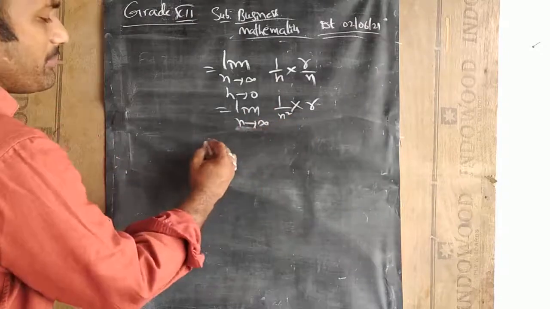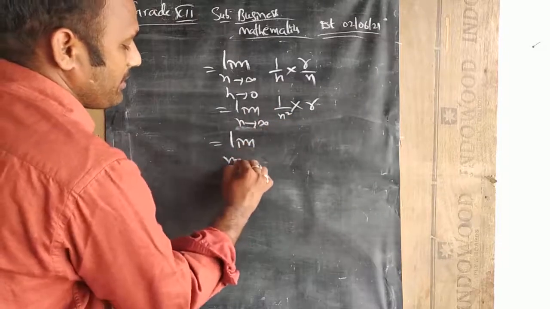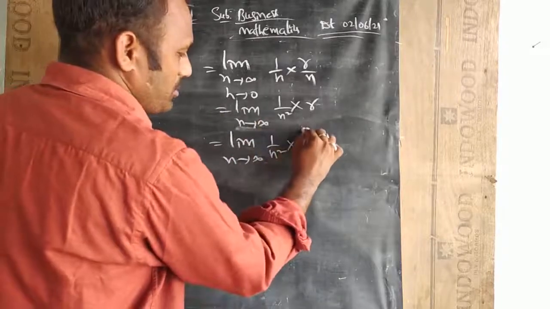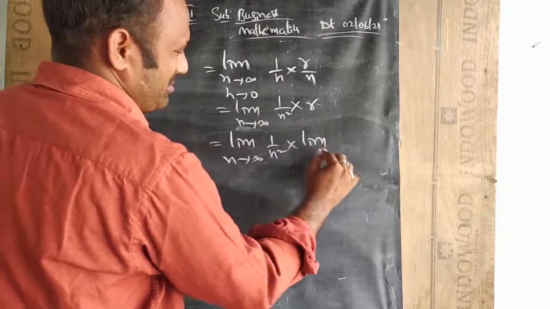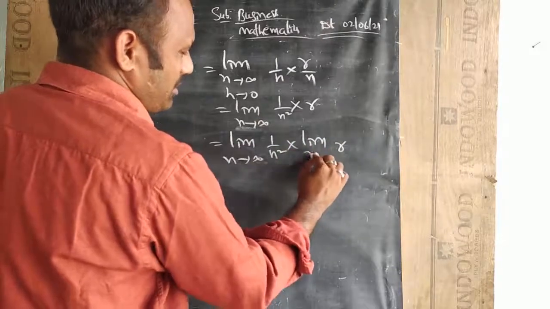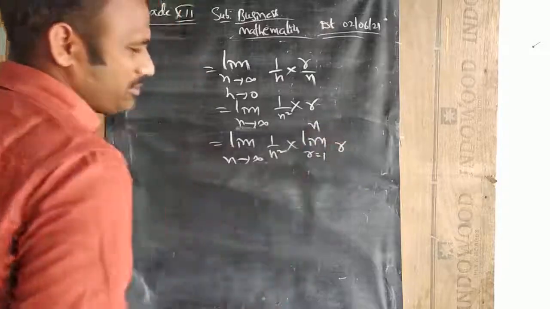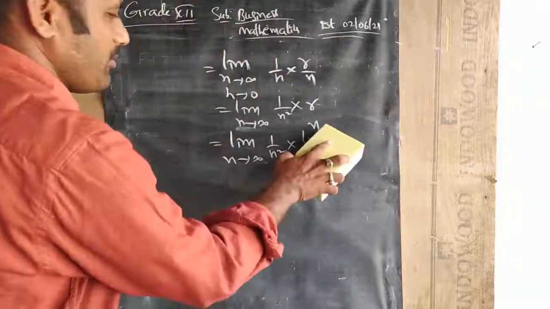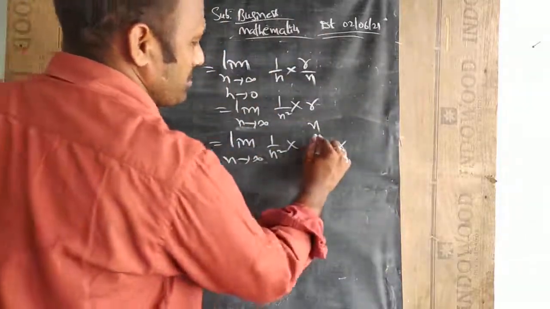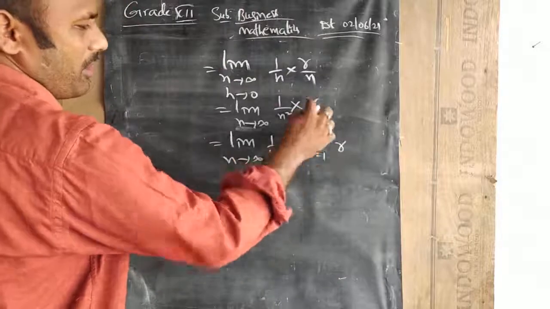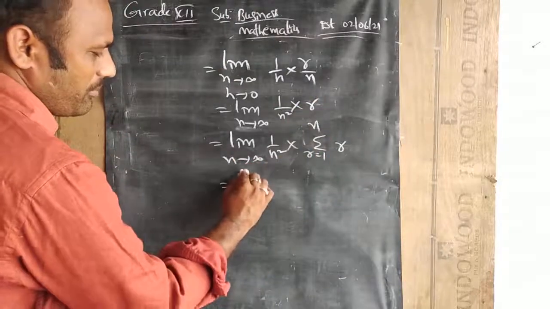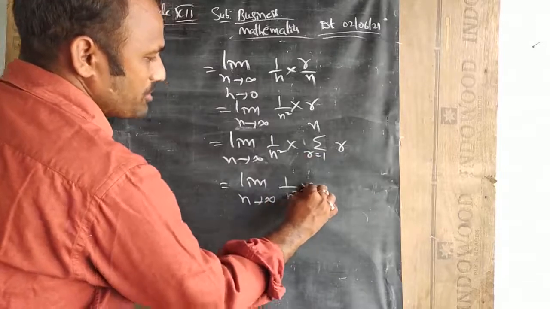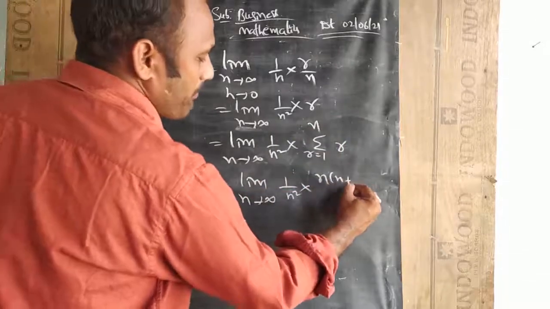So we can apply the limits here. Limit n tends to infinity, 1 by n square into summation r equals 1 to n of r. Oh sorry, not limit here, summation. We are using limit, but it is summation. So summation of r equals 1 to n of r, we have the formula previously learned. That is limit n tends to infinity, 1 by n square into n into n plus 1 by 2.